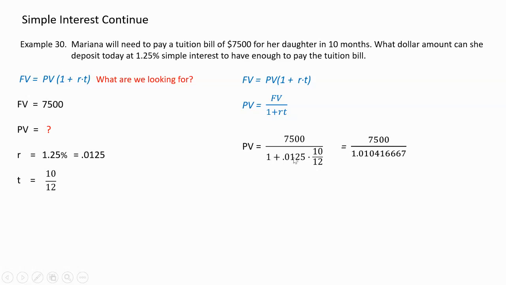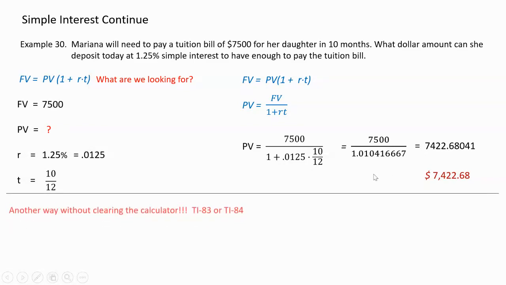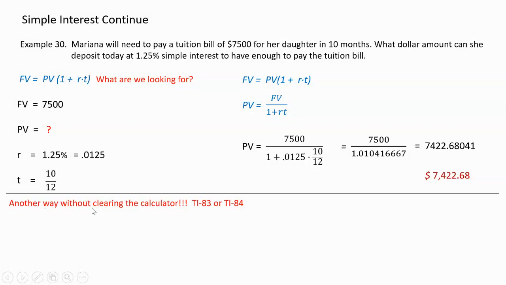So the steps are we do the denominator first. Right, and then you clear the calculator, and then you do the 7,500 divided by what we got at the bottom. So that's your answer, 7,422.68. Now, this is the way I show my students.